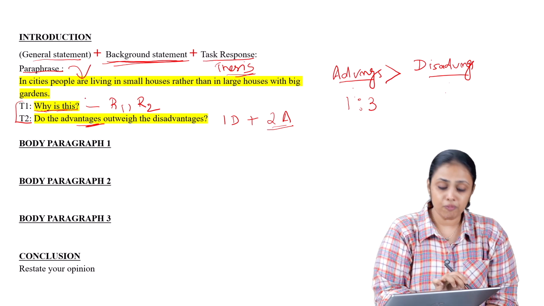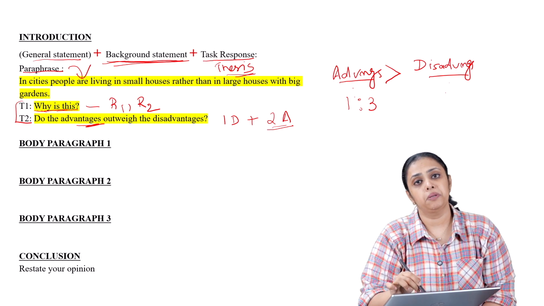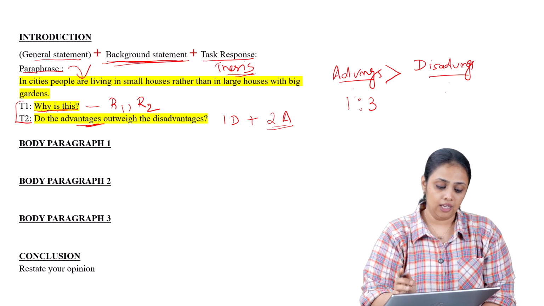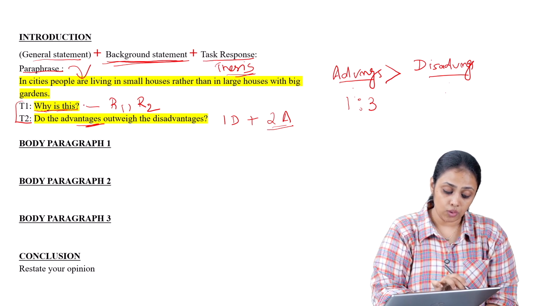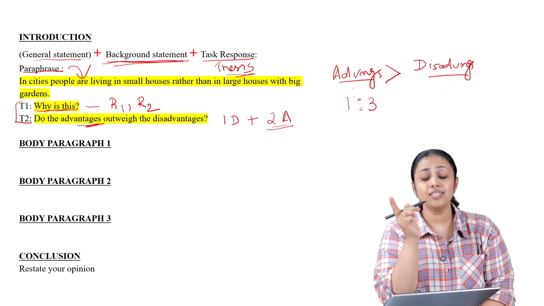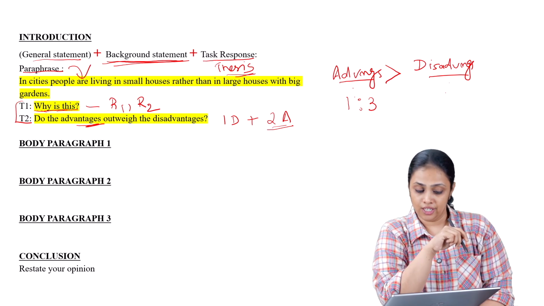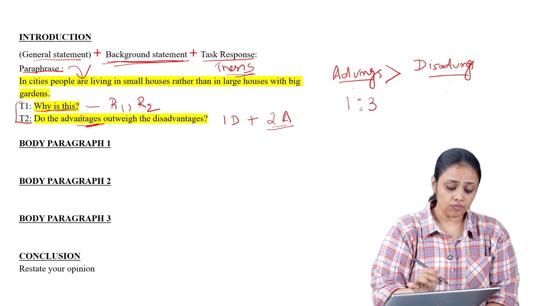So there itself you would have mentioned 2 points. Now again it should not be a repetition. So 2 advantages would be enough. The rest of the advantages would have already come as the reason, as the answer to the first part of the question. Okay, I hope that is clear.